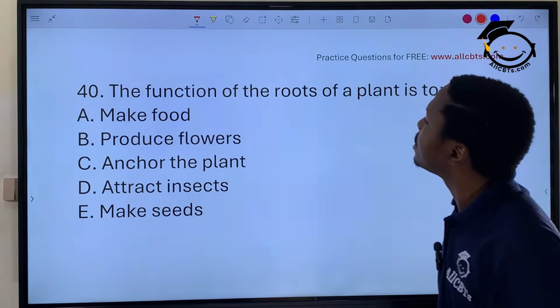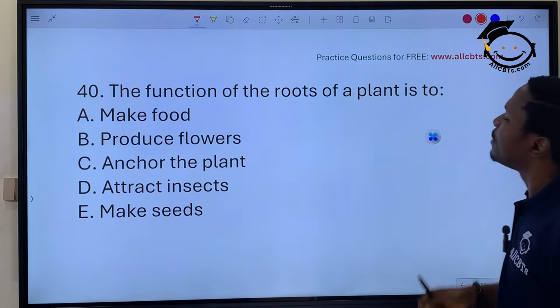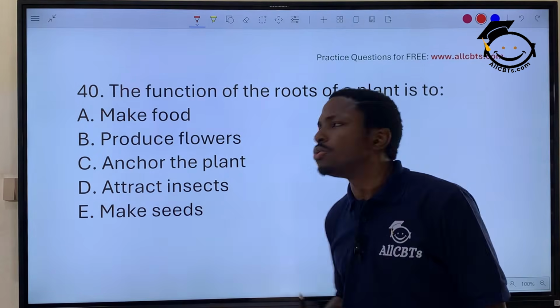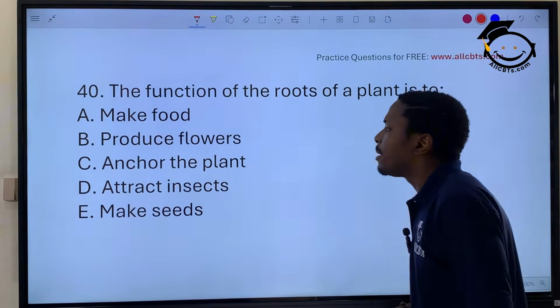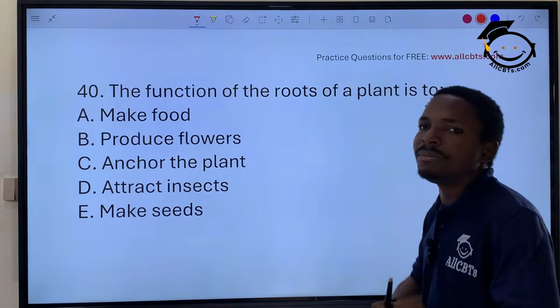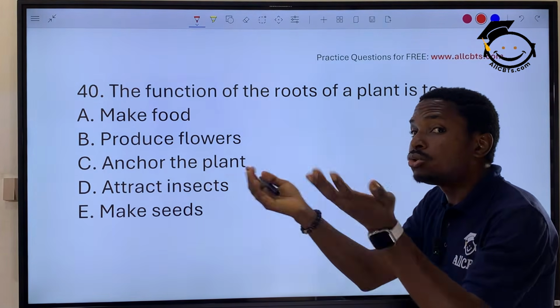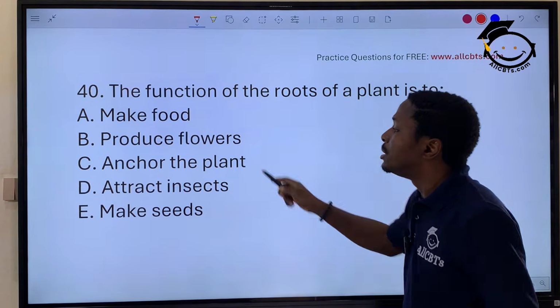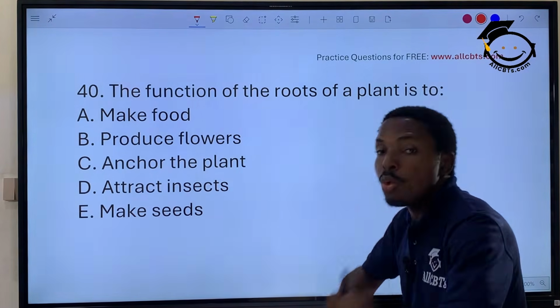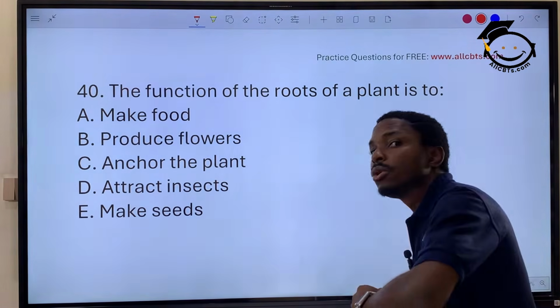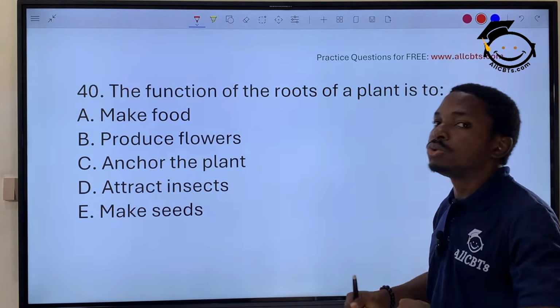Then 40. The function of the roots of a plant is to what? What does the root of a plant help the plant to do? Make food, produce flower, anchor the plant. So we've already established that plants make their food through their leaves. So the function of the root is to hold the plant to the soil, so that breeze or external forces will not be able to knock it off.